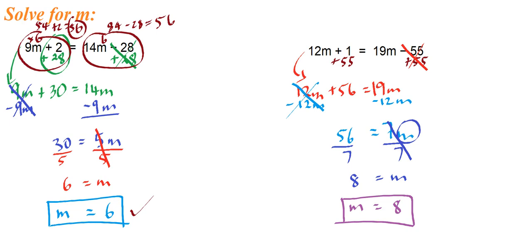And don't forget, we can check. We substitute in the value of m into the equation. So this is 12 times 8. Well, 12 times 8 is 96, and plus 1 equals 97. So we now know that the left-hand side is 97. What is 19 times 8?